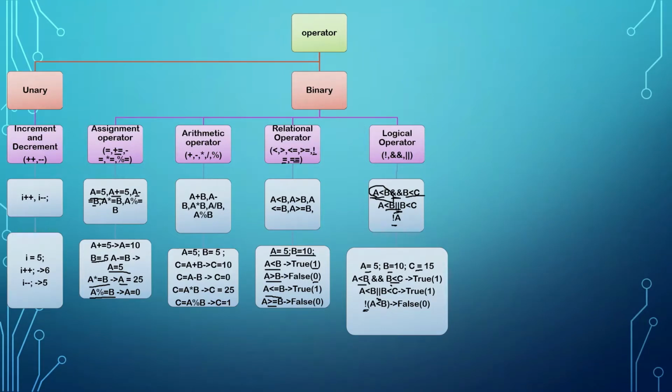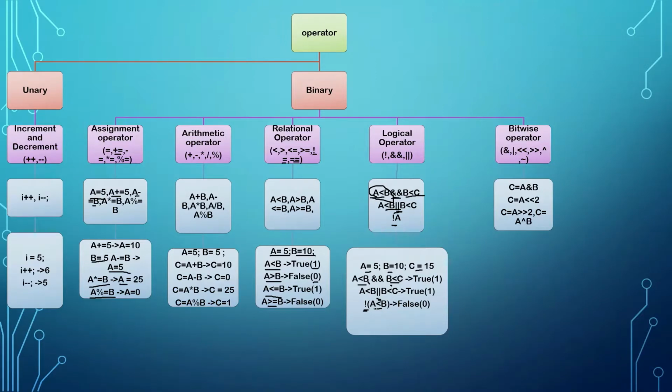This is NOT. It reverses. If this expression is true, it returns false. If this expression is false, it returns true. So this is the purpose of NOT. We are going to reverse the value. So this is the purpose of the logical operator. We are going to check both the conditions. So next is the bitwise operator.